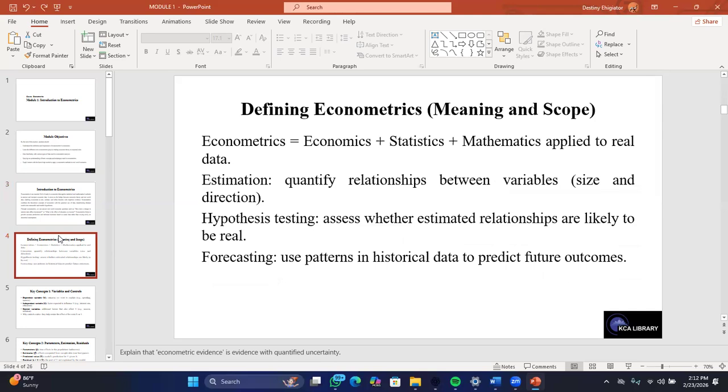This is the definition of econometrics. Like I said, it is a combination of economics, statistics, and mathematics applied to real-world data. The estimation is to quantify the relationship between variables, that is size or direction, then also carry out hypothesis testing. It's also used to forecast. That means using patterns and historical data to predict future outcomes.